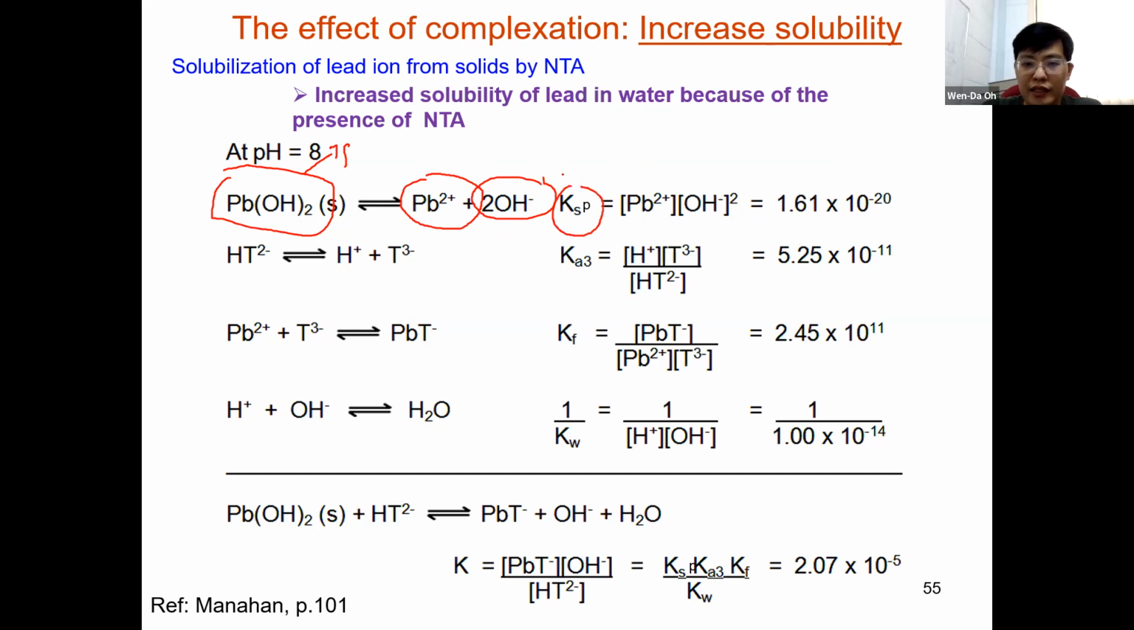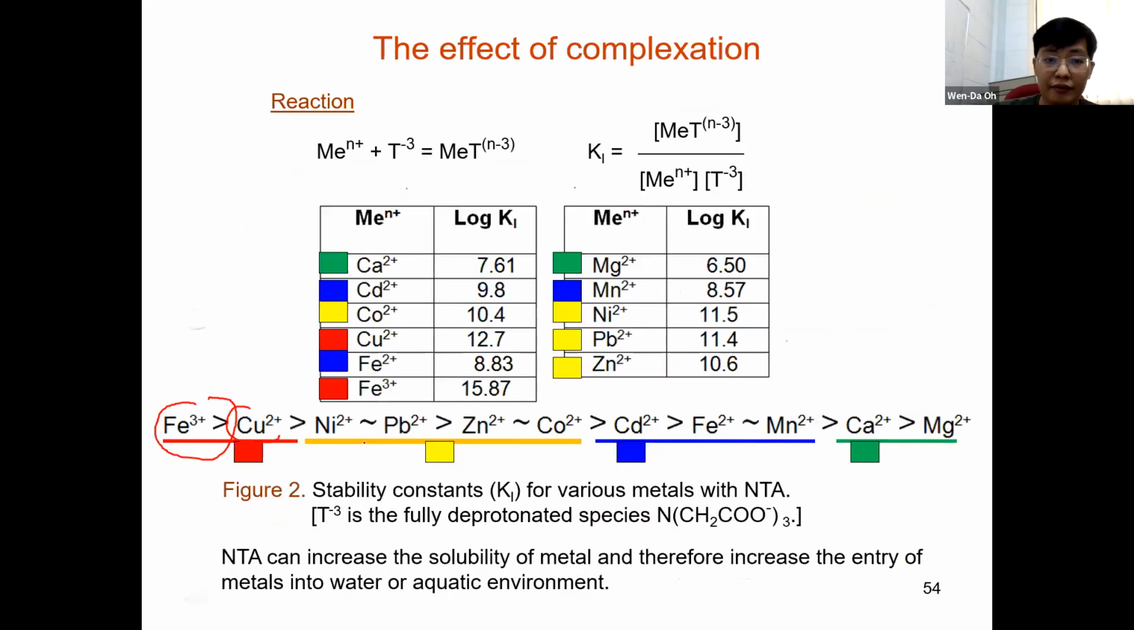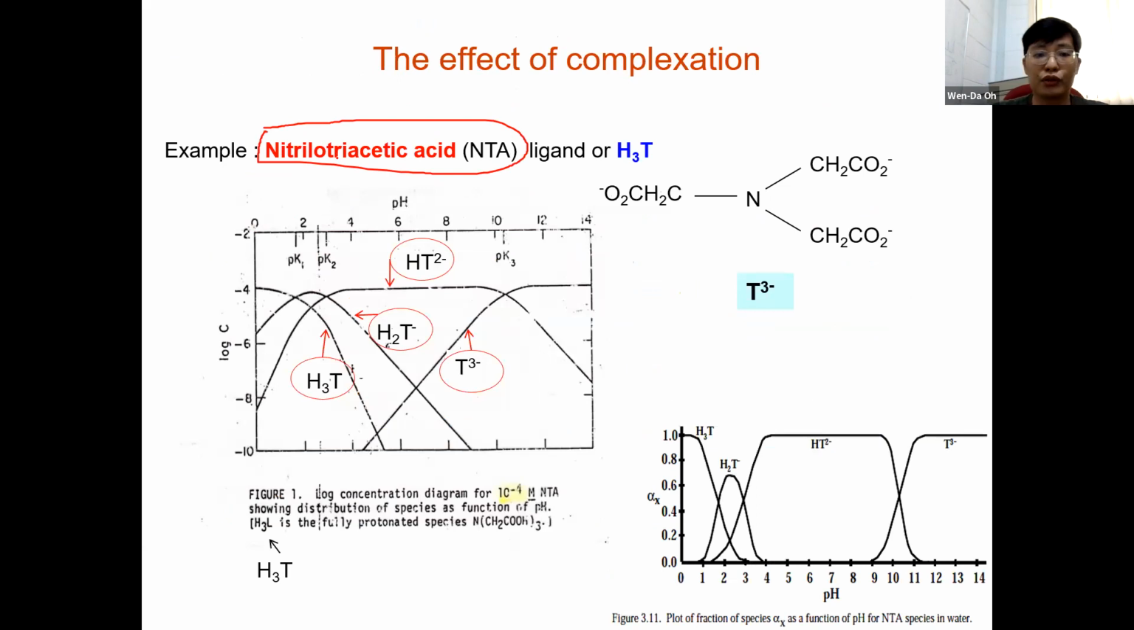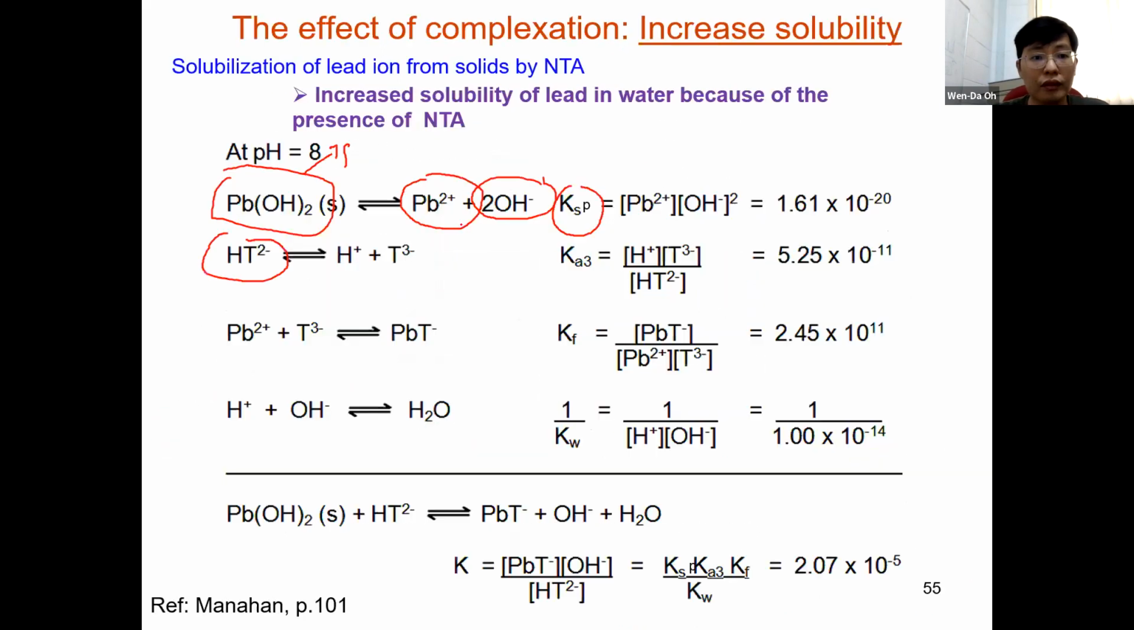The higher the KSP, the more soluble it is. Once you reach the KSP value, that means you will start to see precipitation happening. So for this case, you have lead hydroxide, and then you have HT, the chemical that I showed you just now, nitrilotriacetic acid. It is also able to dissociate in the water depending on the pH and the Ka value.